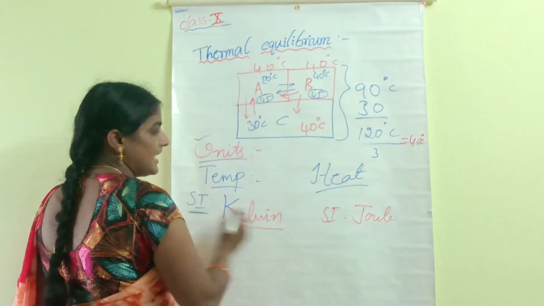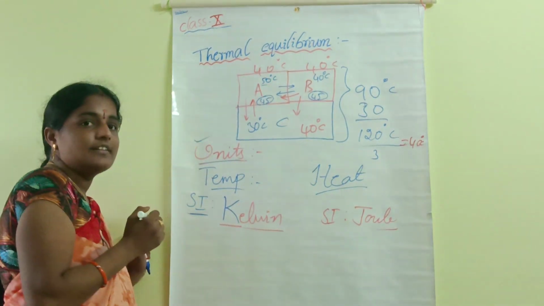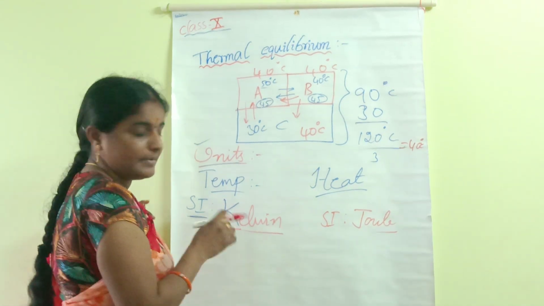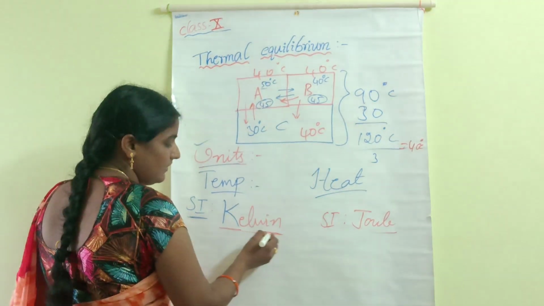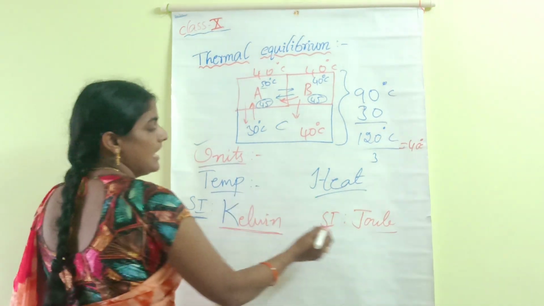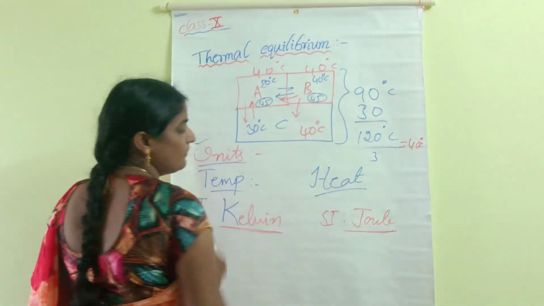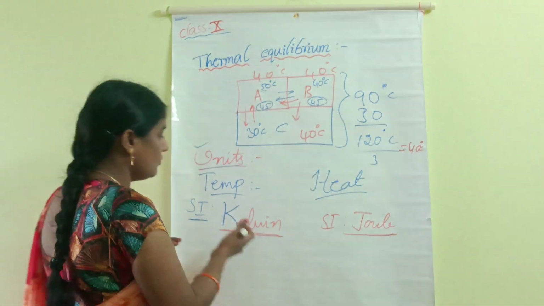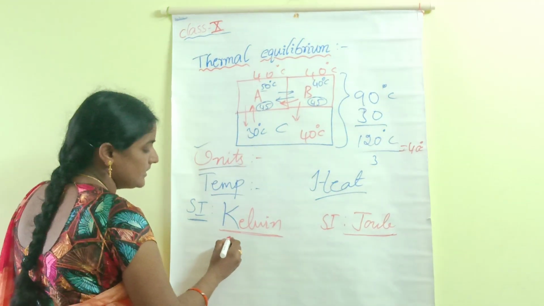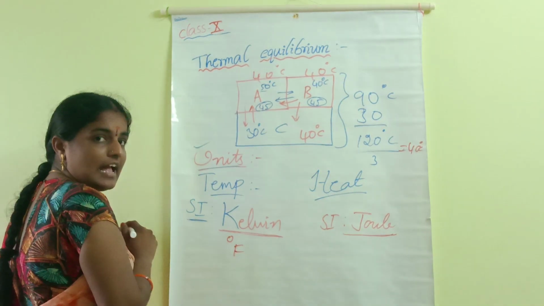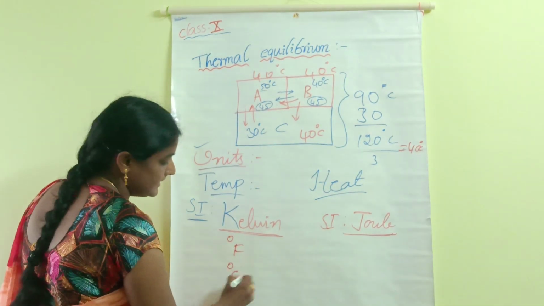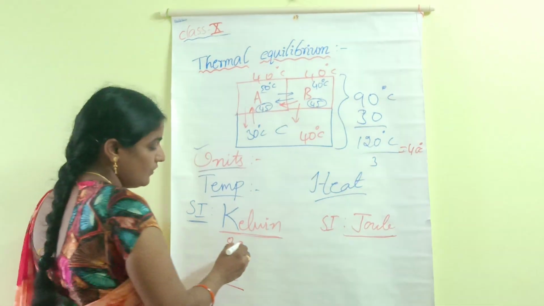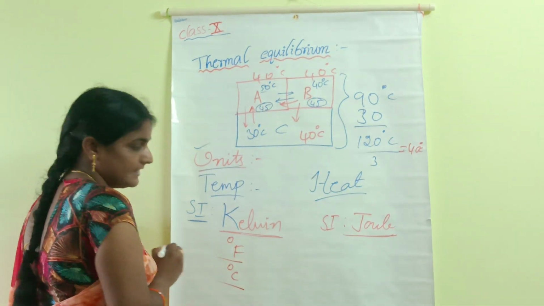Both of these are actually scientists' names, who did some experiments based on thermometry, so those names were kept as the units. So Kelvin is the SI unit for temperature and joule is the SI unit for heat. Along with that there are some more units, like degrees Celsius, which we will get here and there in the lesson, like 4 degrees Celsius.